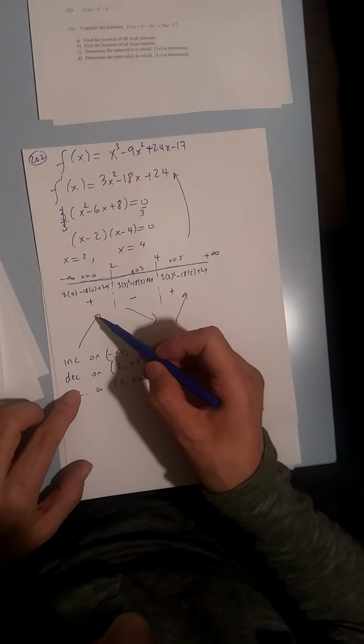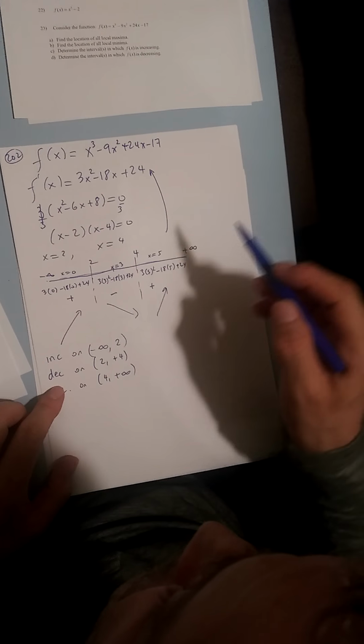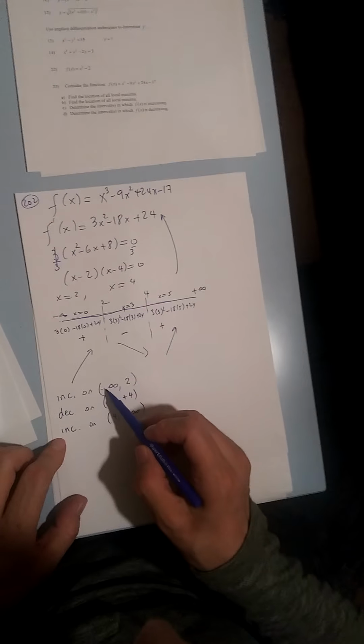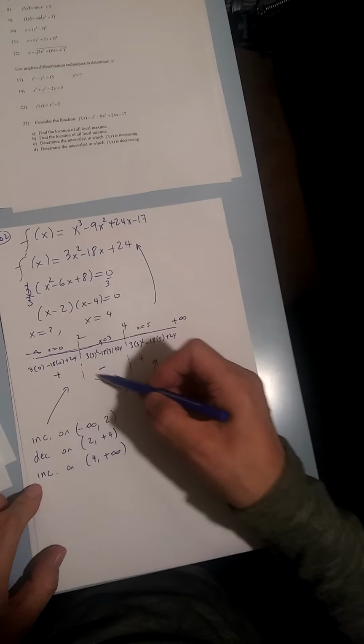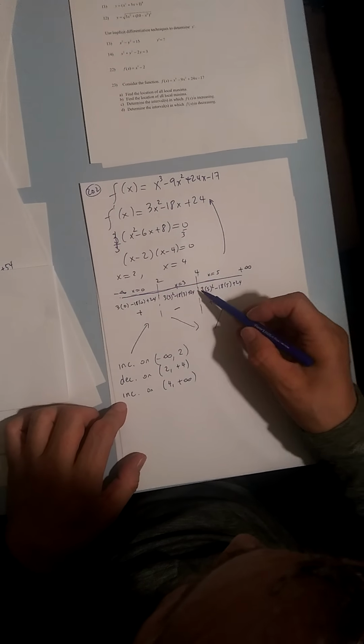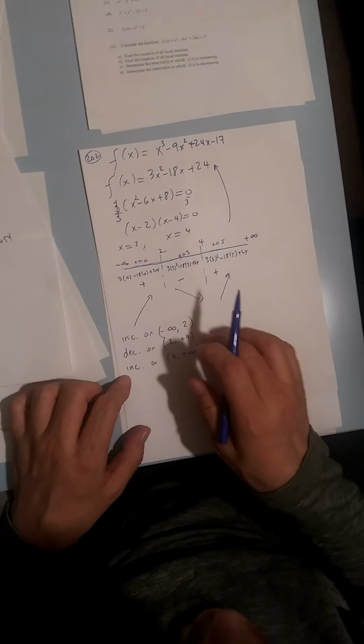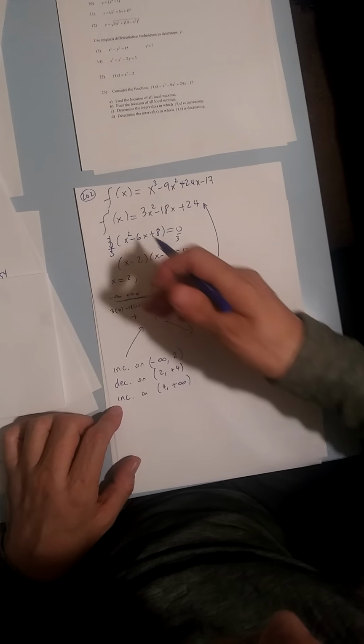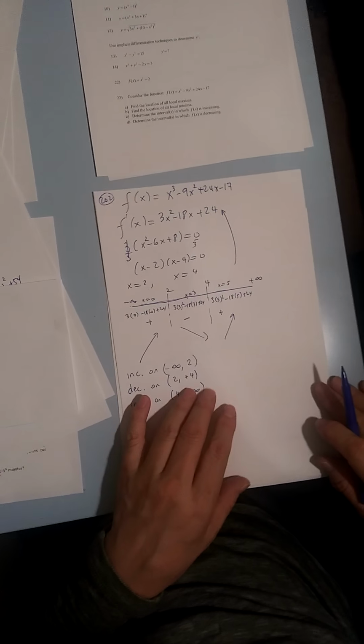So positive, negative, positive. So the function increases on minus infinity to 2, decreases between 2 and 4, and increases again between 4 and plus infinity. And again, all the intervals must be open. So increases, decreases, increases.